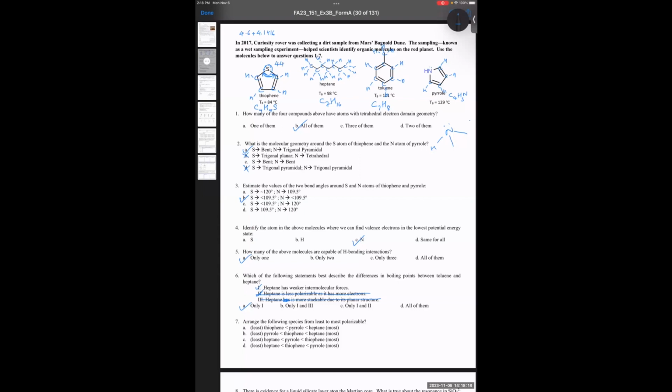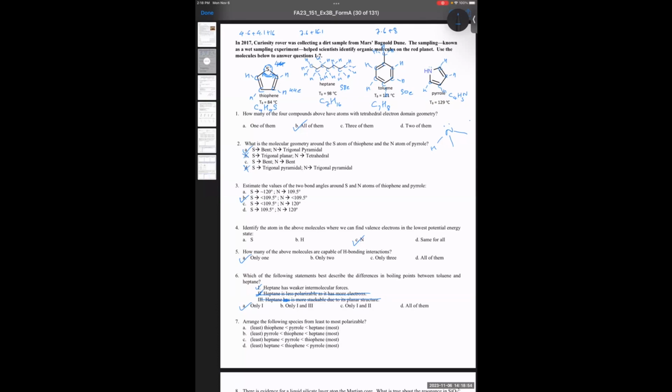And in heptane, we have 7 times 6 plus 16 times 1. 7 times 6 is 42. 42 plus 16 is 58 electrons. And then toluene, again, 7 times 6 plus 8. 42 plus 8, it should be 50 electrons. Let's write 44 here, 44 electrons here, 50 electrons in toluene.